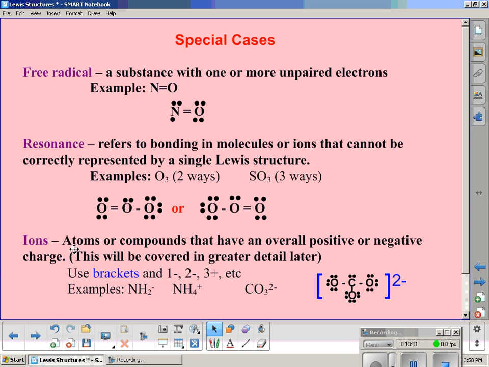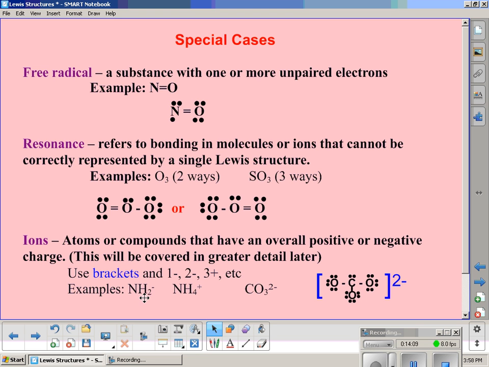Our last unusual case, I guess it's not that unusual, it's called ions. Atoms or compounds that have an overall positive or negative charge on them, and we'll cover ions in greater detail in the future, but you're going to draw your Lewis structure just like you did before. But if something says it's an ion, in this case, this compound right here, there will be brackets and it'll denote the charge on it. This one is 1 minus charge, 2 minus charge, 3 plus charge, so on.